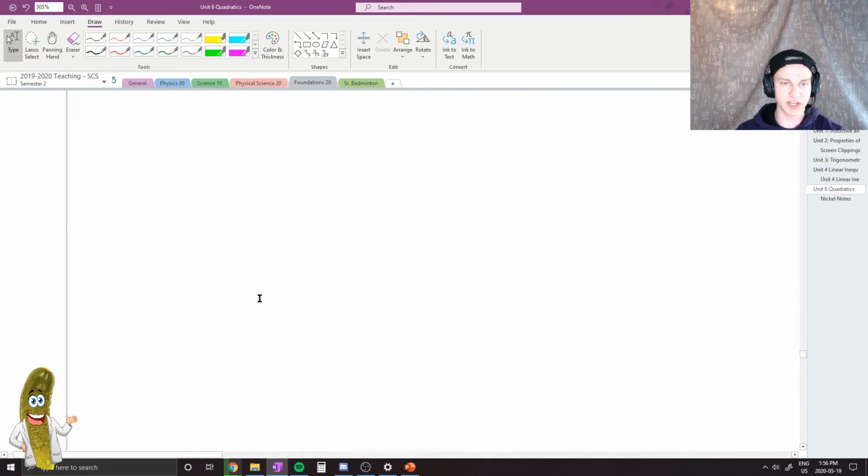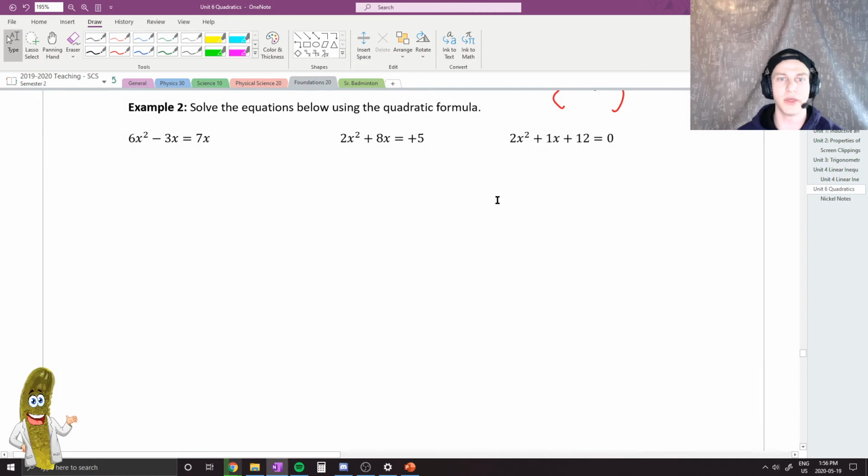Where it gets a little interesting, we're going to do this first example here, and then I'm going to give you the chance to do these other two examples. Where it gets interesting is if we have an example like this. We have 6x squared minus 3x is equal to 7x. I'm going to subtract 7x from both sides. And so when I do that, I have -3 minus 7x, and I'll have 10x is equal to 0.